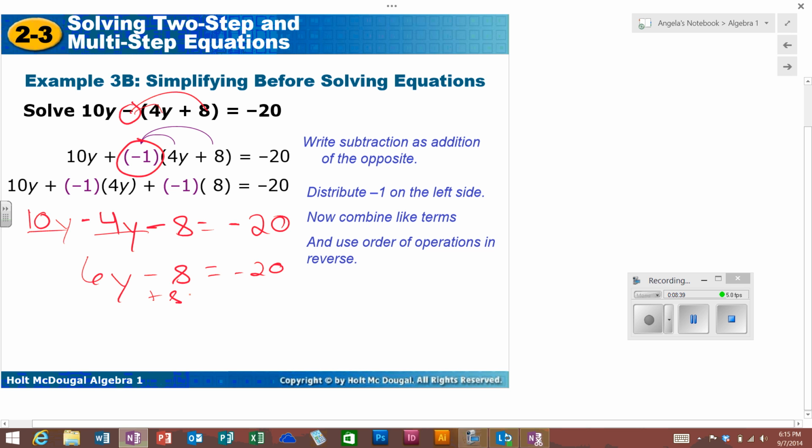I want to get rid of the 8, so I add 8 to both sides. That makes 6y equal to negative 12. Then I can divide by 6, and y is equal to negative 2. Again, this is something that always stumps people. If you see a negative sign sitting outside of the parentheses, you're distributing it, but when you distribute it, it's still subtraction. It's not like multiplication, okay?